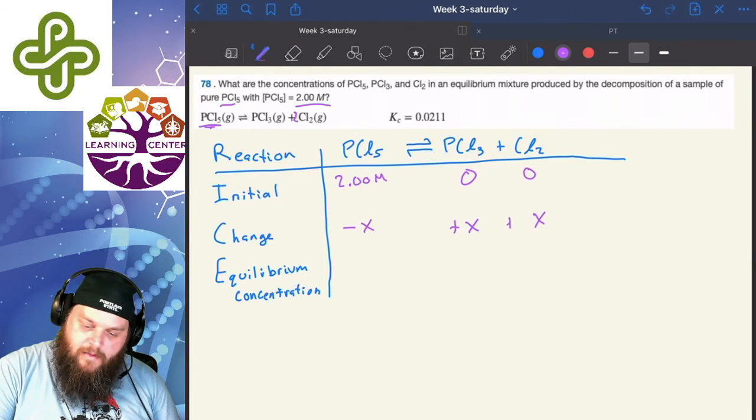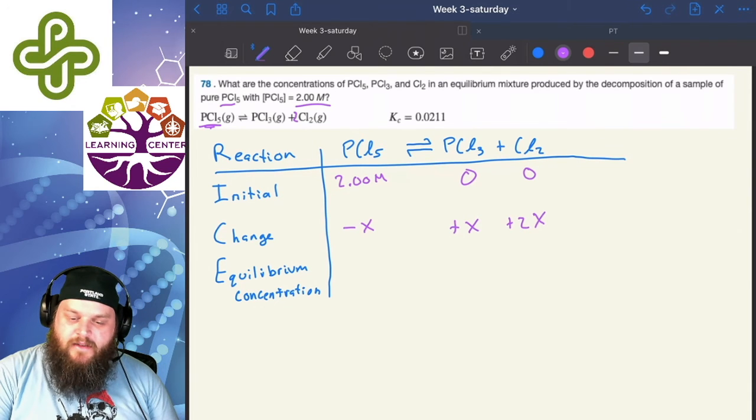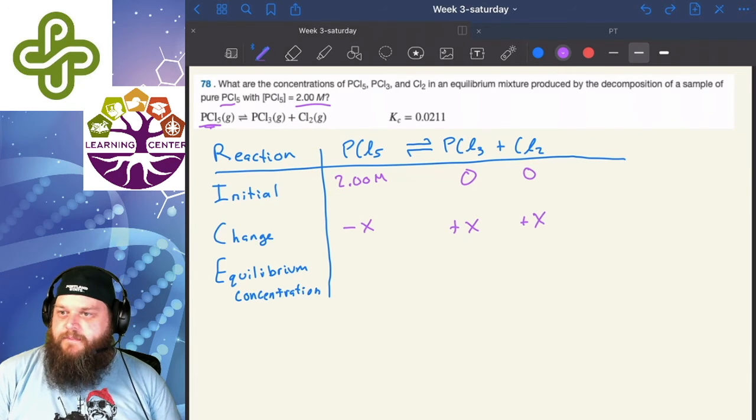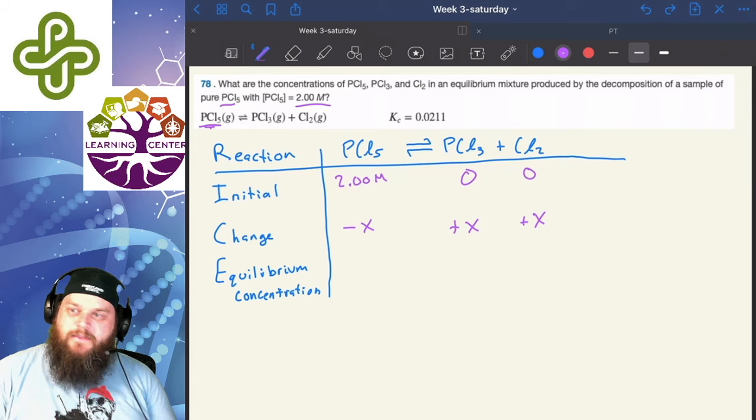It would be plus 2x if that were the case. So you can see how we can utilize this depending on what those ratios are. But in this case, it's just a 1, so we're going to leave it like that. So then the equilibrium concentration, well, that's what we really want to solve for, we can write as an expression.